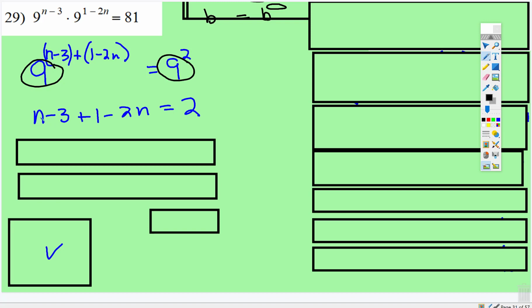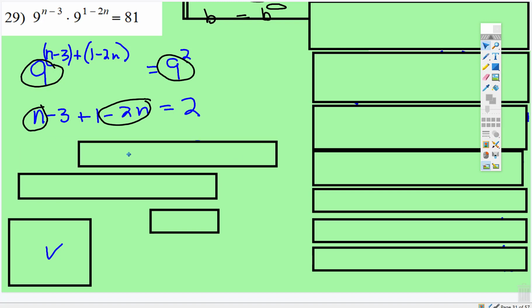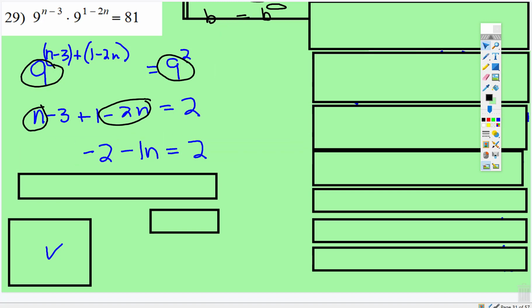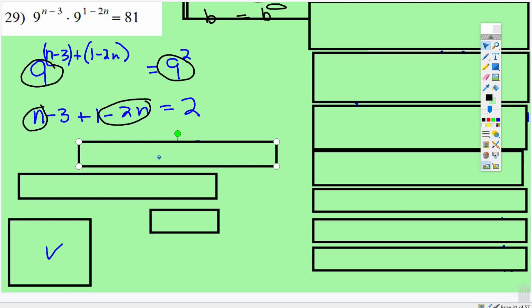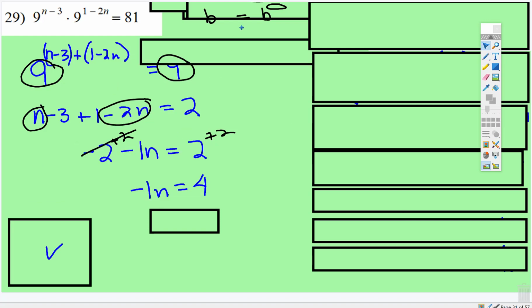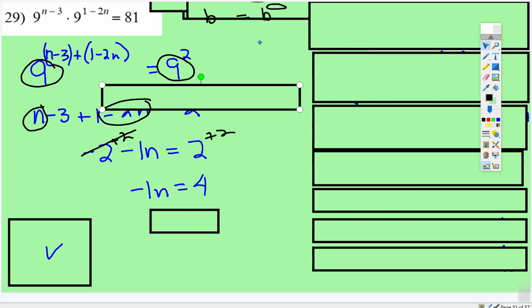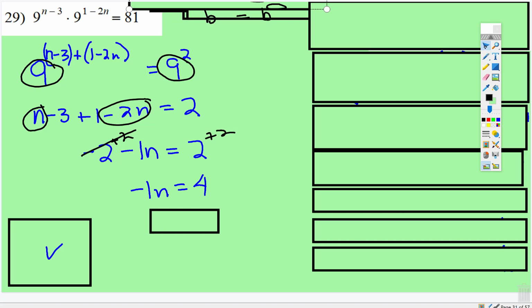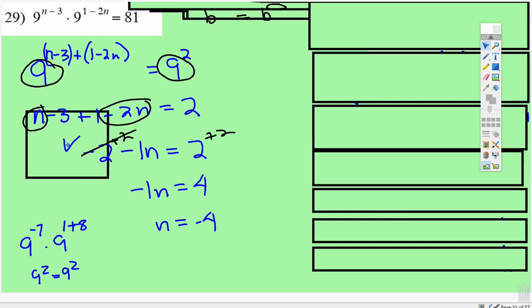And then we've got n minus 2n. So 1n minus 2n is negative n. And negative 3 plus 1 is negative 2. All right, so we're going to add 2 to both sides. Now we have negative 1n is equal to 4, which means n is equal to negative 4, and then we do our check.